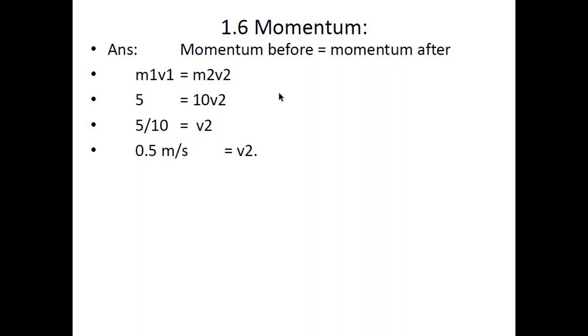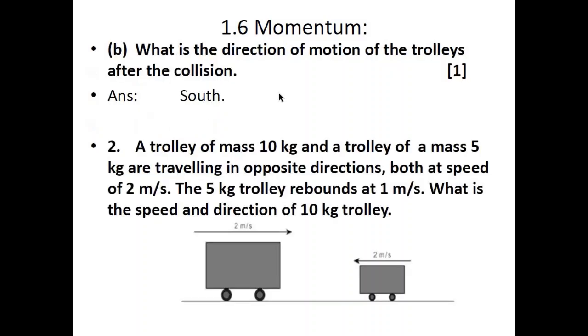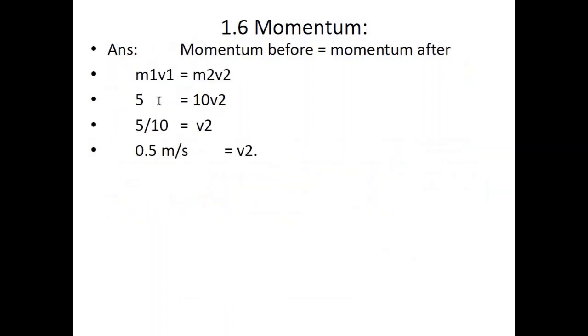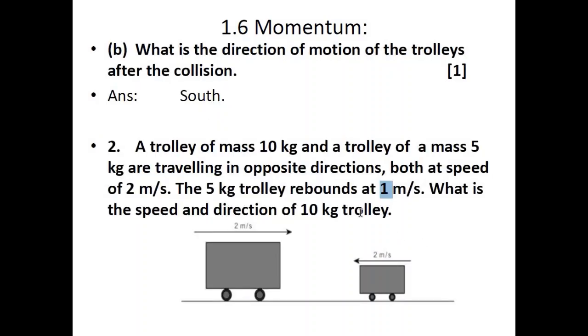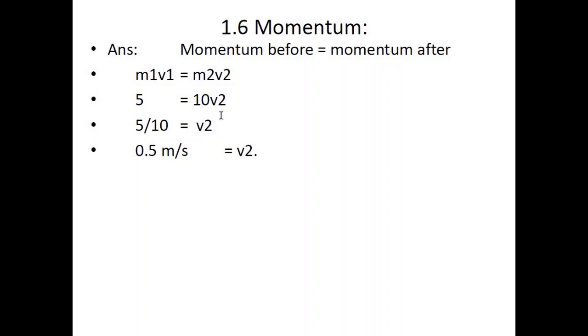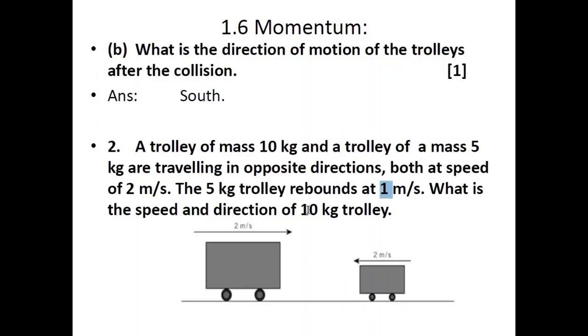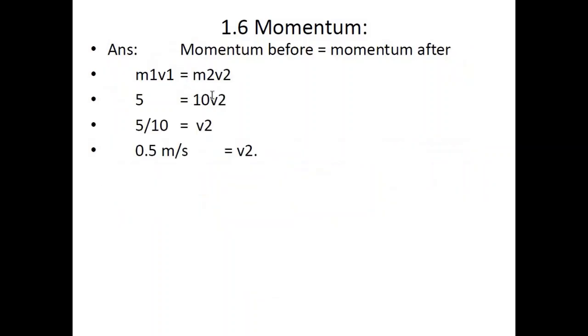Momentum before equals momentum after, m1 v1 equals m2 v2. This was 5 kg and its speed was 1, so 5 times 1 is 5, whereas after collision the second one is supposed to be 10 kg, so mass is 10 kg, whereas velocity we have to find. But as momentum of both objects would be the same, the net change in momentum would be the same, so we would be using this formula, m1 v1 equals m2 v2. Now 5 divided by 10 would give us 0.5, and since this is velocity we are talking about, we would say 0.5 meters per second.